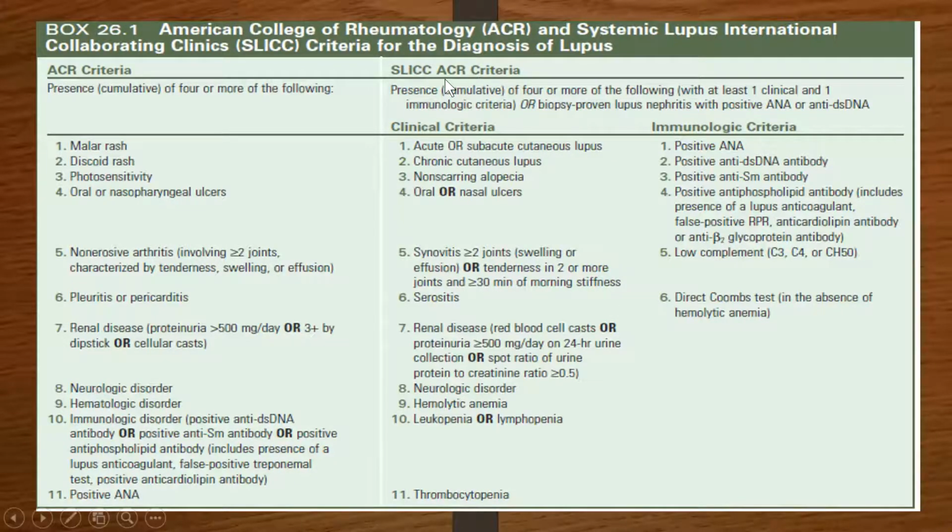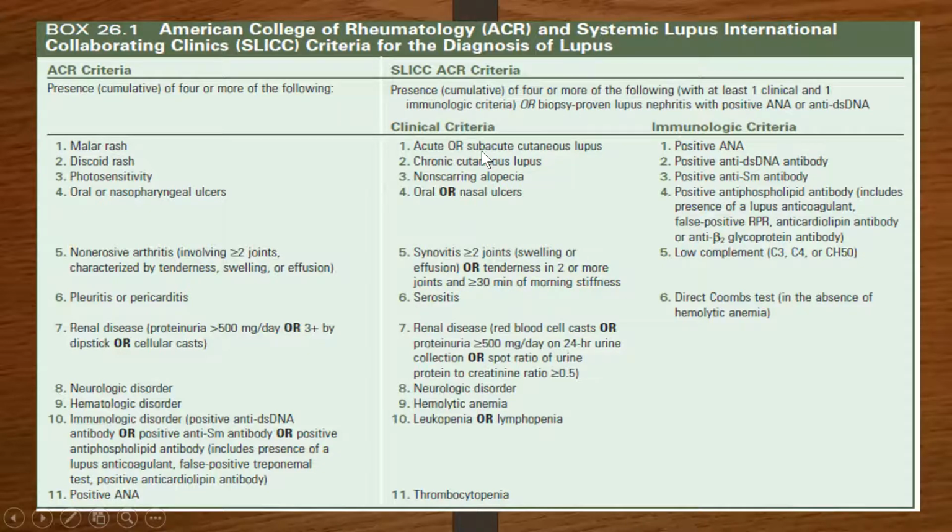So based on the SLICC criteria, you need to have 4 out of 11 to diagnose someone with SLE, but one of them should be from clinical and one of them should be from immunological criteria. So this is the newer way to diagnose SLE as opposed to the old ACR criteria.